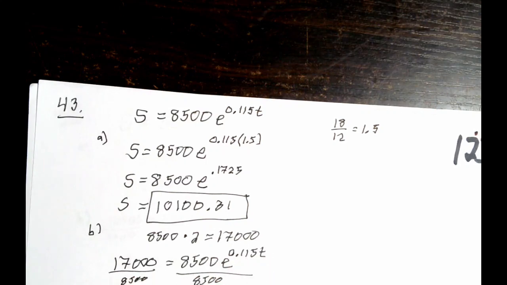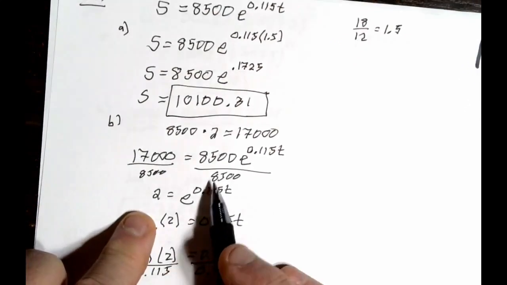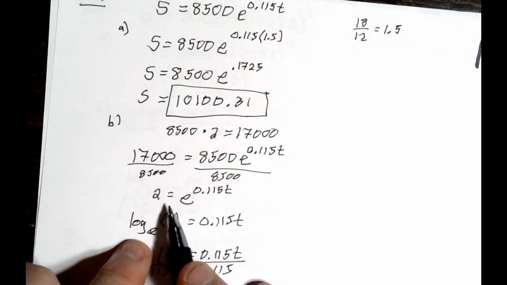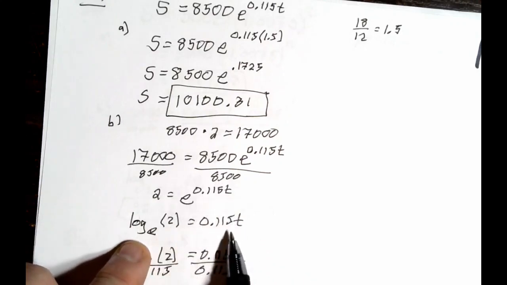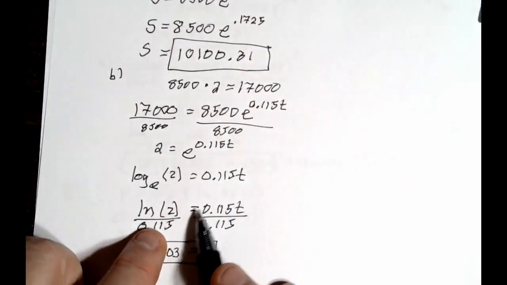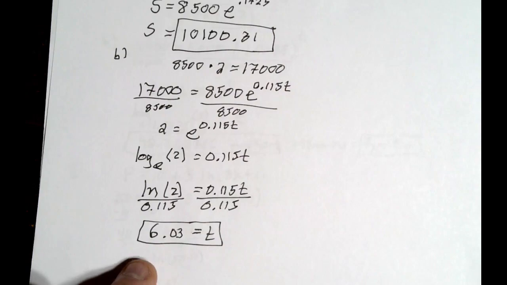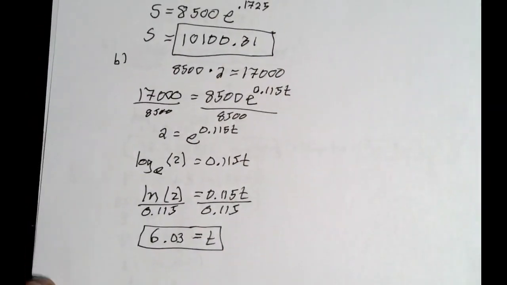So divide by 8,500, and you get the exponent all by itself. So now you say log base e of 2 equals the exponent. So that's just ln of 2 equals this. Divide by 0.115, and you get t is 6.03, roughly 6 years.